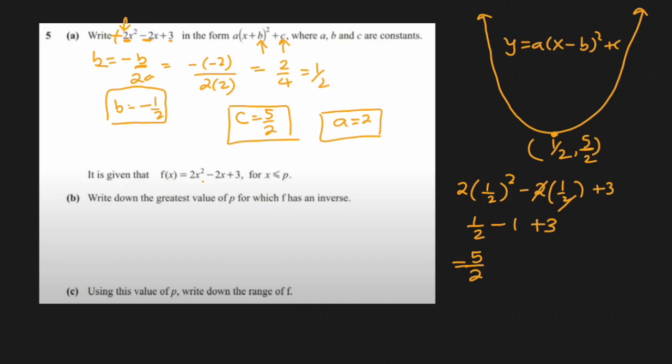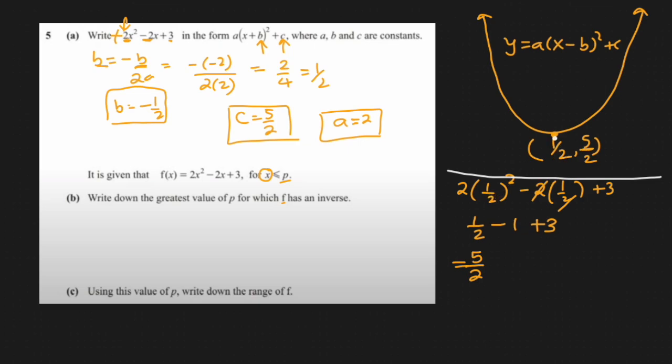It is given that f(x) equals 2x square minus 2x plus 3 for x less than p. Write down the greatest value of p for which f has an inverse. Mind it, they're talking about x. That means if this is half, right? And this is positive, so that means the x-axis is somewhere down. The x-axis is somewhere here, right?